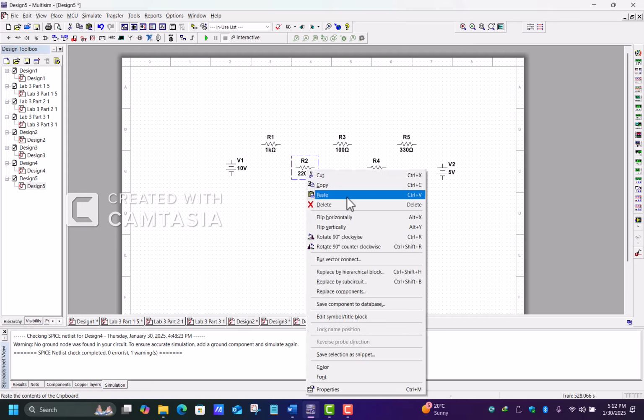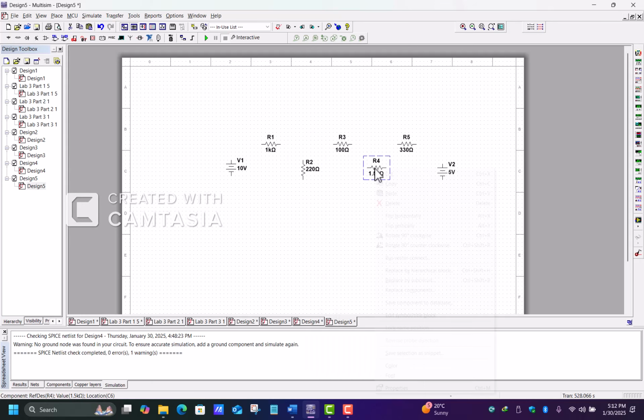Now we try to design the circuit, the same as in the experiment report. We connect all the sources and all the elements of the circuit here.